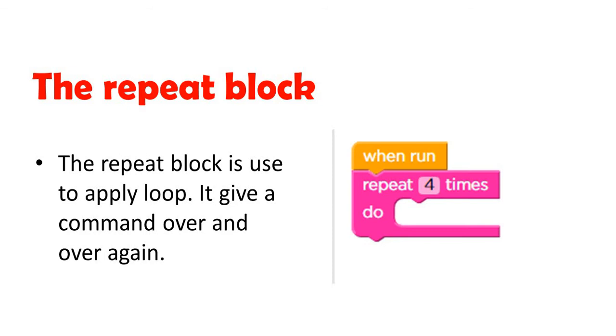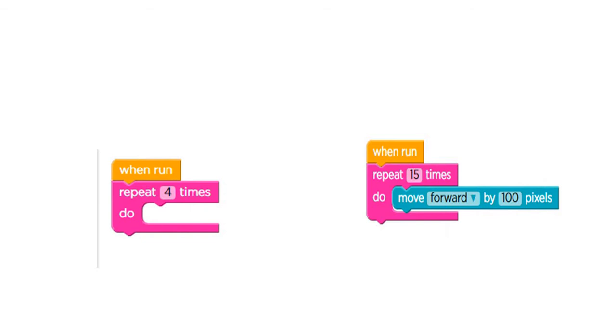Like, if I'm adding a move forward block to my repeat block, it means I am telling the repeat block that it should move forward 4 times. You see, the repeat block does not work on its own. Like we said before, instead of just putting repeat 4 times, you have to add a command to make sure that your repeat block does that command, like repeat 15 times, move forward by 100 pixels. It means that your program or your robot will repeat move forward 15 times.